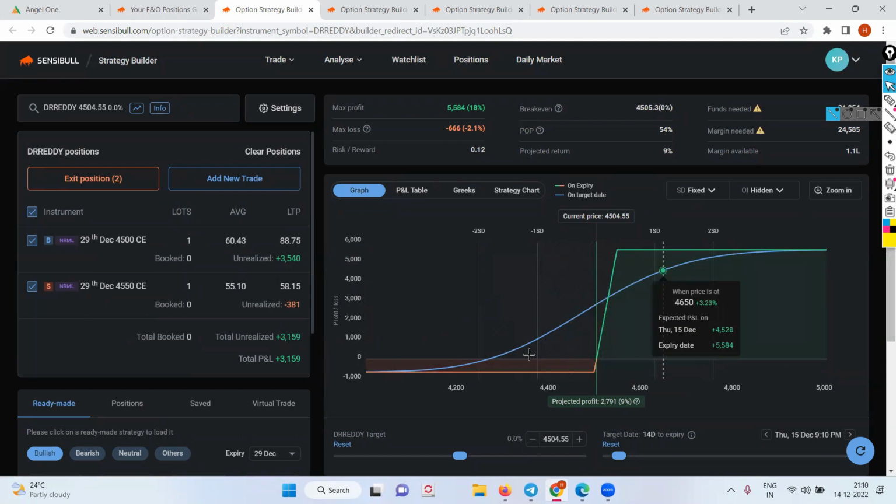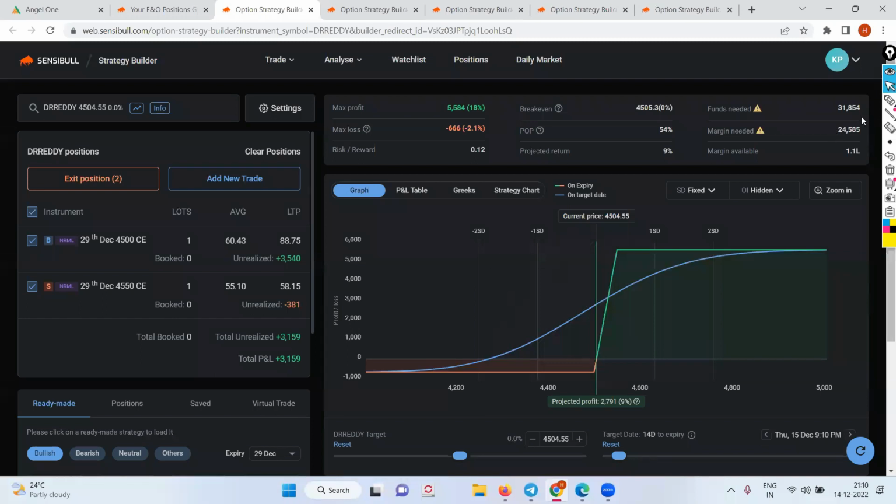If your view is bullish, I would rather say don't do any of the adjustments. That's it, because if your view is bullish, you will be getting 18% profit on a capital of 25,000. I'm just showing you 25,000. You guys can go for multiple lots. Don't look at this absolute profit. Check the percentage.